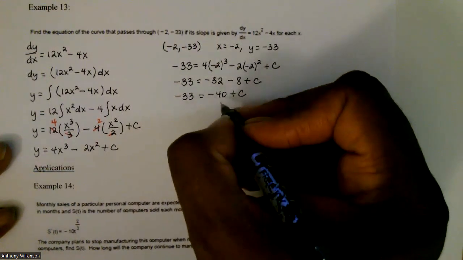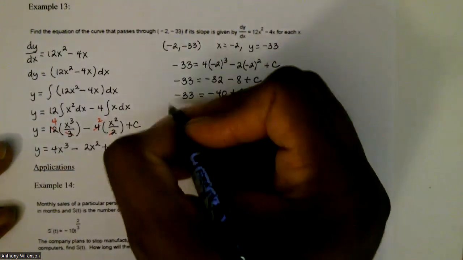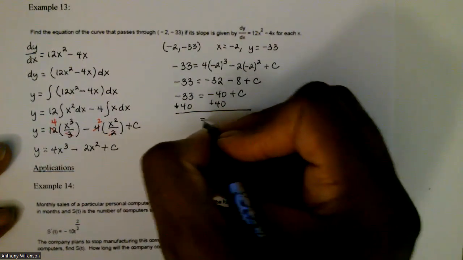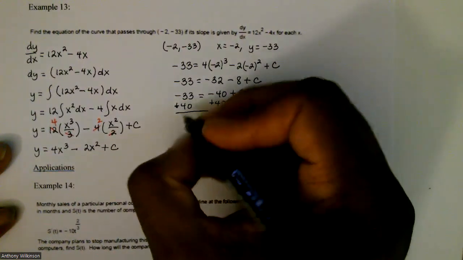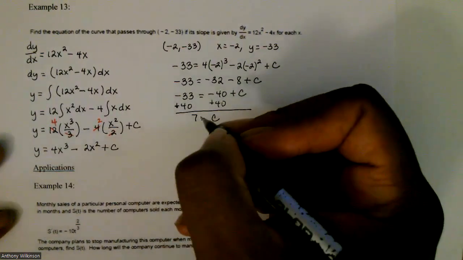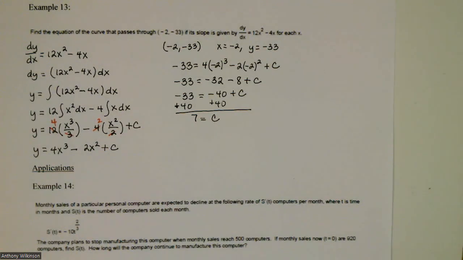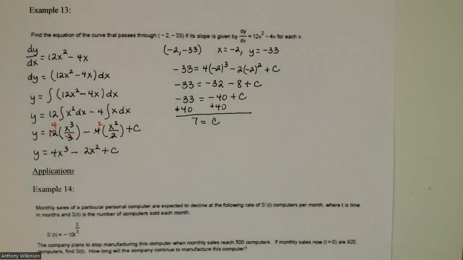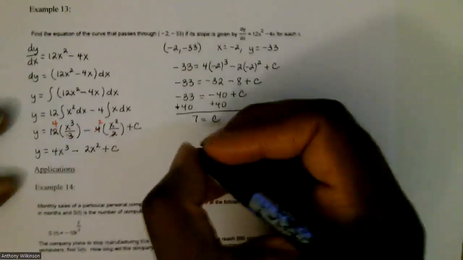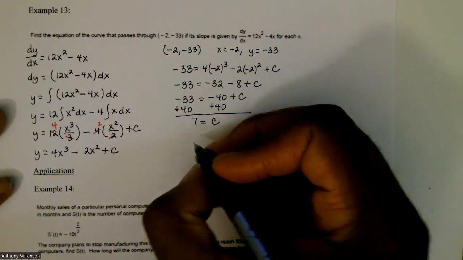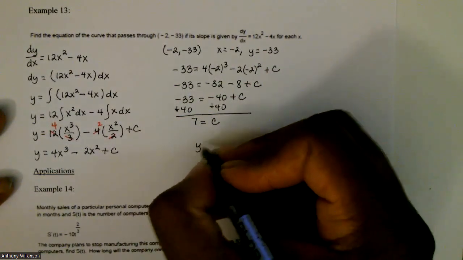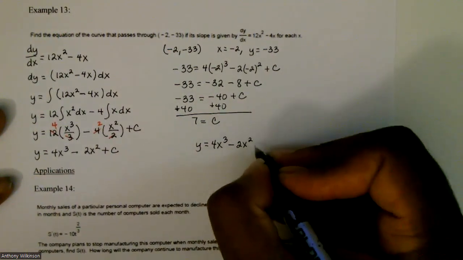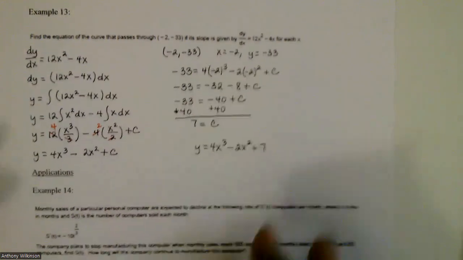And then to solve for c, I have a -40. That means I need to add 40 to both sides. So that means I'm going to have c is equal to 7. And then I'll replace that c in the general equation with 7 to come up with the equation of the curve that passes through (-2, -33). So it'd be y is equal to 4x cubed minus 2x squared plus 7.